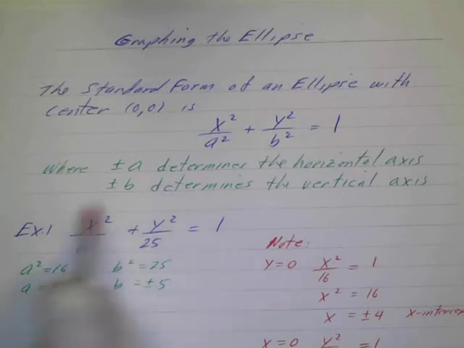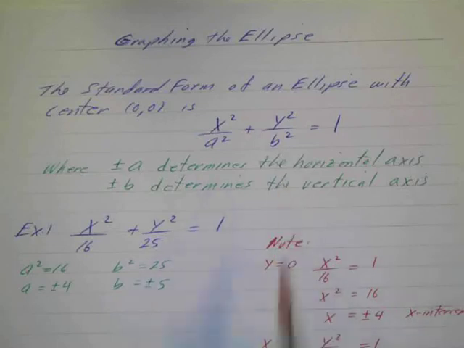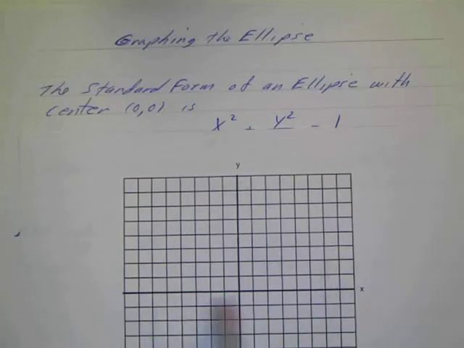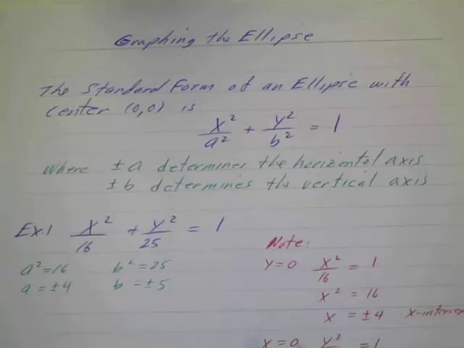Well, if we took this equation and we let y equal 0, then the values we get would be the x-intercepts. So if we put y equals 0 in here, y squared over 25 is just 0 over 25, which is 0. So we just end up with a simple equation, x squared over 16 equals 1. If we multiply both sides by 16, then take the square root of both sides, x equals plus or minus 4. Those are the x-intercepts.